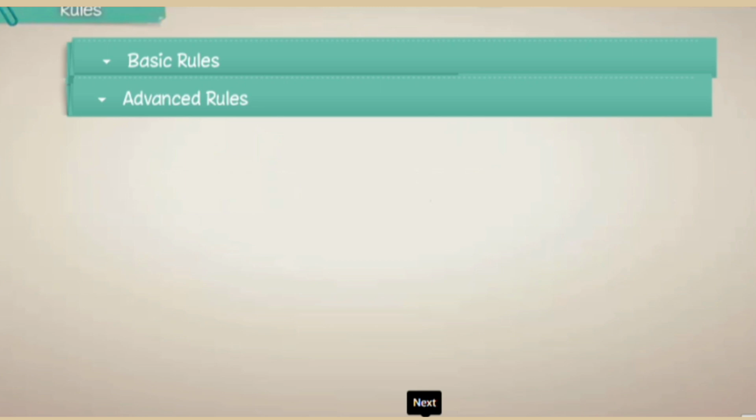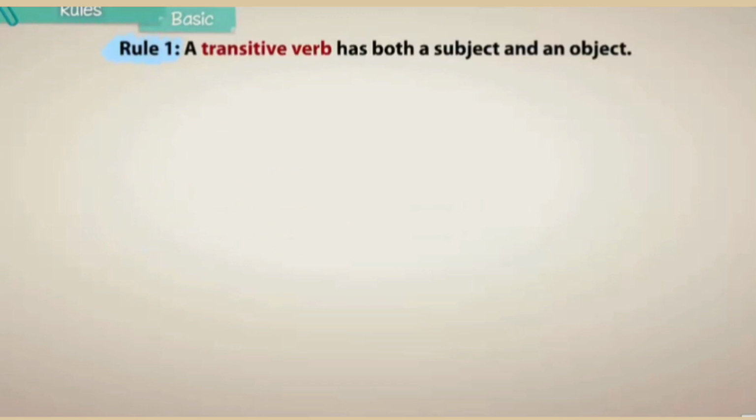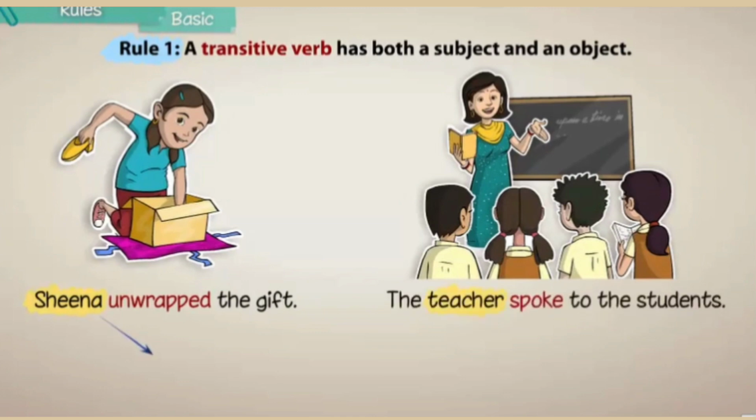Let's look at a few rules for identifying and using transitive and intransitive verbs. A transitive verb has both a subject and an object. The subject of a sentence tells us what or whom the sentence is about. The subject is usually the doer of the action. An object is the person or thing affected by the action of the subject of the verb.